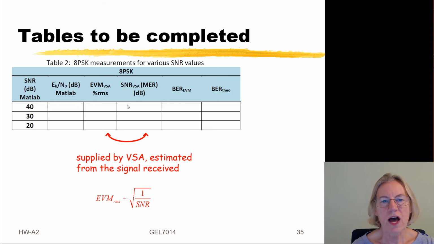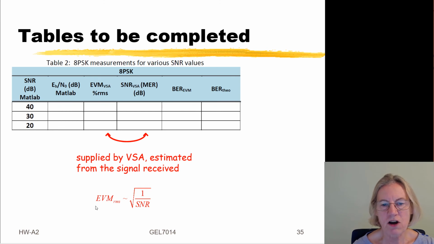So in the next 2 columns, we'll be recording measurements made by the vector signal analysis software. In the first case, we'll be recording the error vector magnitude, and the units of the error vector magnitude will be the percentage, root mean squared percentage. And then the VSA software will also supply you with an SNR.